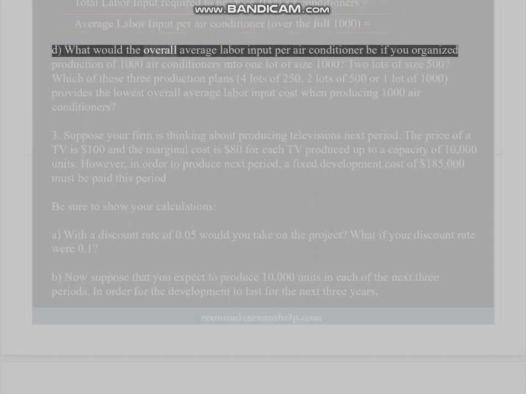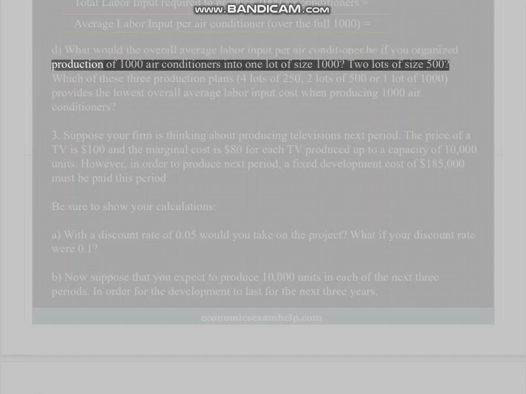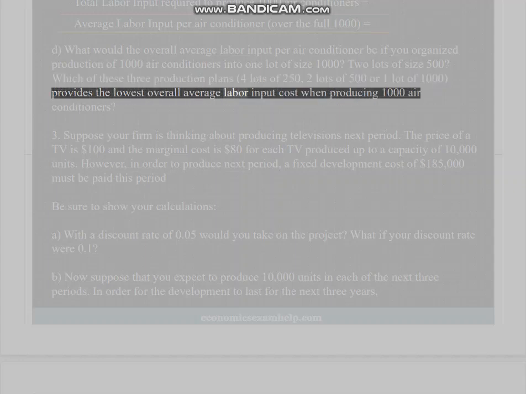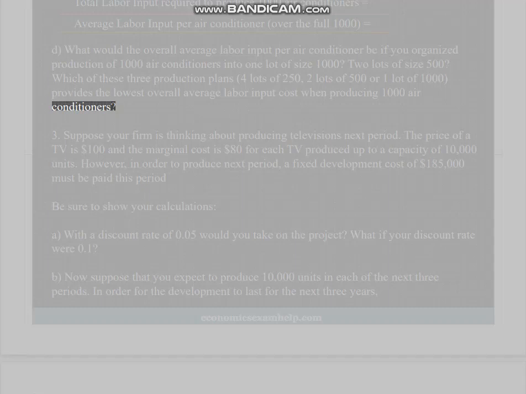D. What would the overall average labor input per air conditioner be if you organized production of 1,000 air conditioners into one lot of size 1,000? Two lots of size 500? Which of these three production plans, for lots of 250, two lots of 500 or one lot of 1,000, provides the lowest overall average labor input cost when producing 1,000 air conditioners?